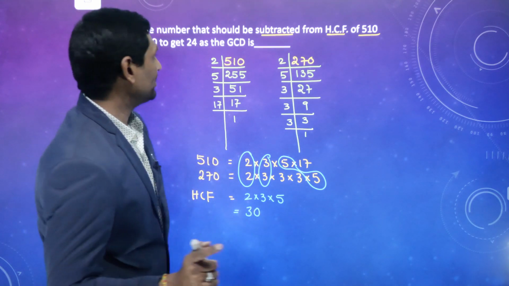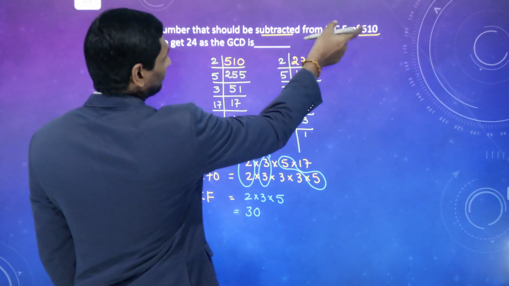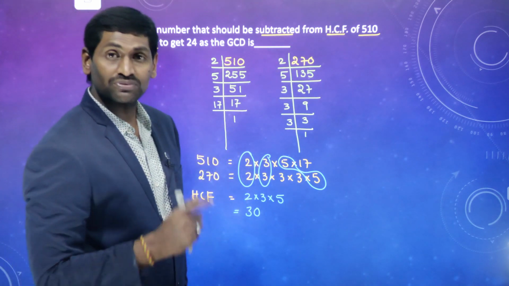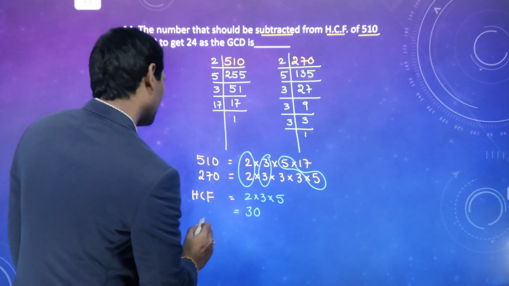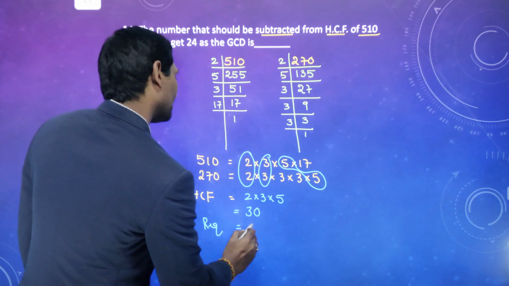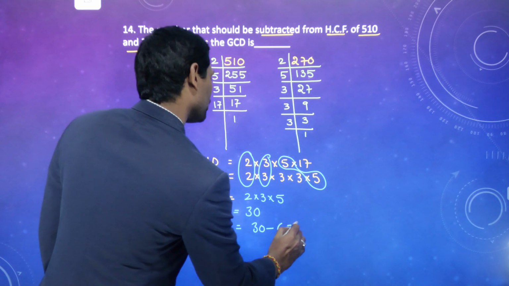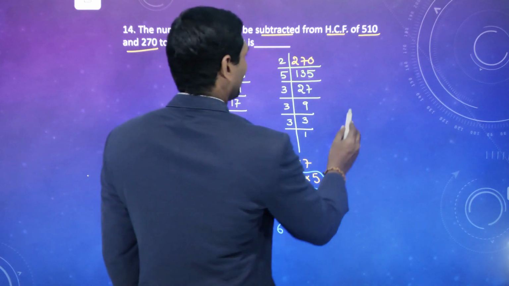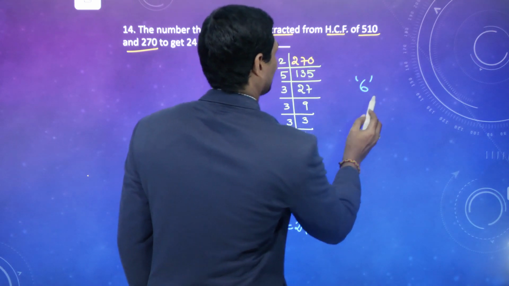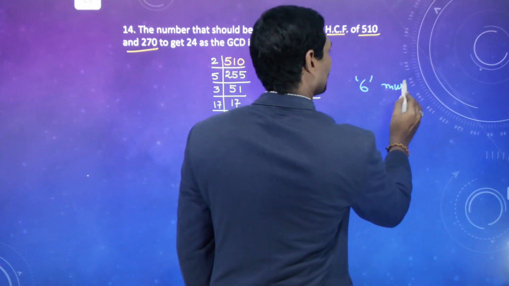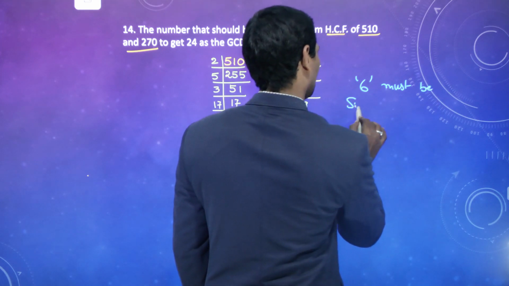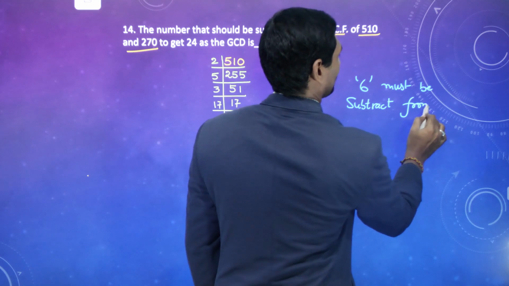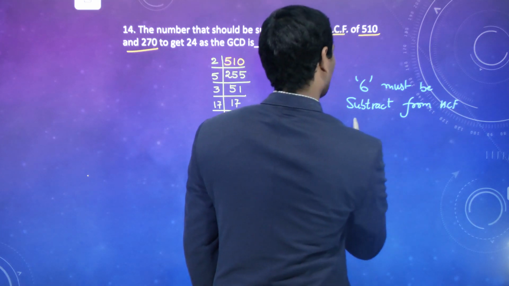Now according to the question, what number should be subtracted from the HCF? The HCF we got is 30. What number do we have to subtract from 30 to get 24? So the required answer is 30 minus 6, which is equal to 24. Therefore the required answer must be 6. How much do we have to subtract? We have to subtract 6. 6 must be subtracted from the HCF to become 24.